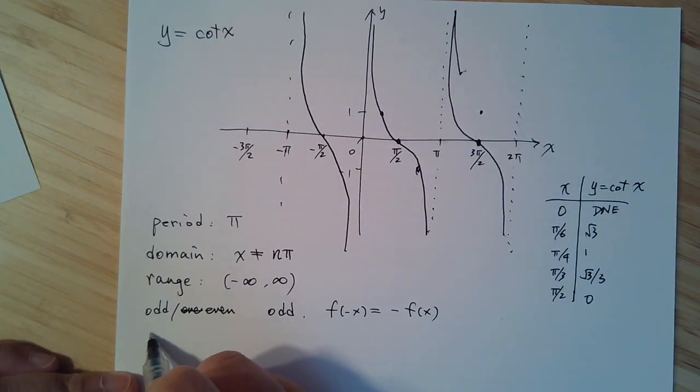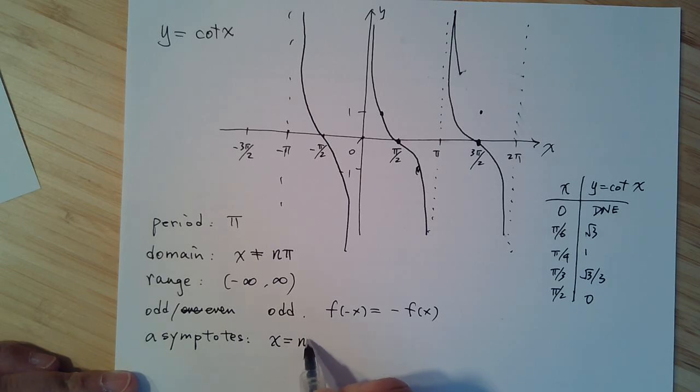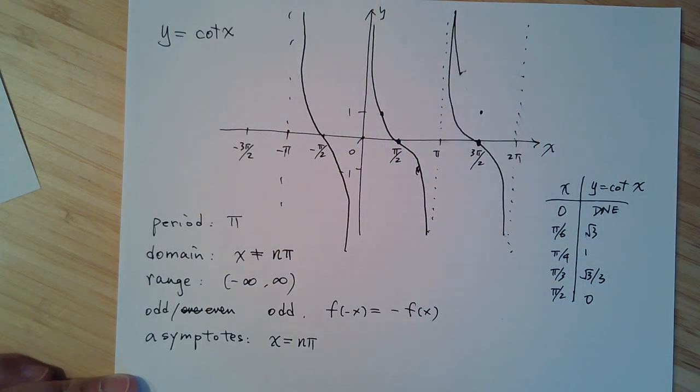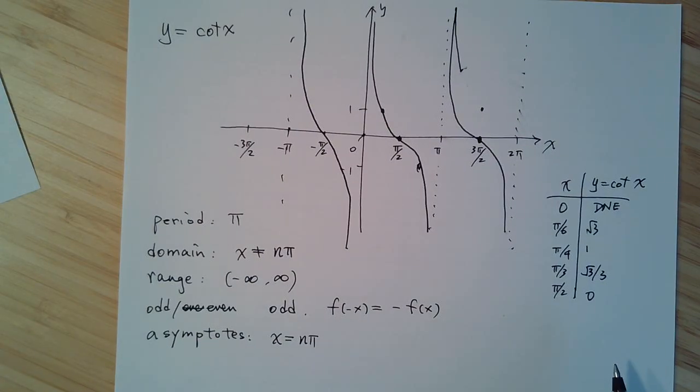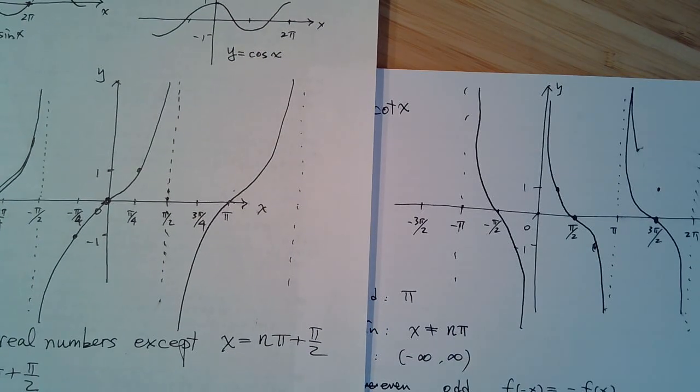What about the asymptotes? This is when x equals n pi. Those are your asymptotes, all those vertical dotted lines. All right, so this is the tangent. This is the cotangent. Looks pretty, isn't it?